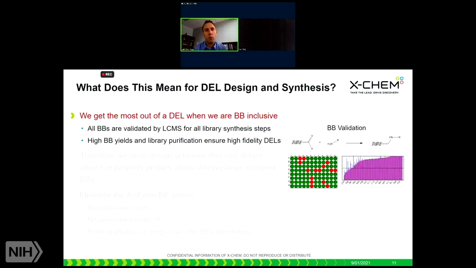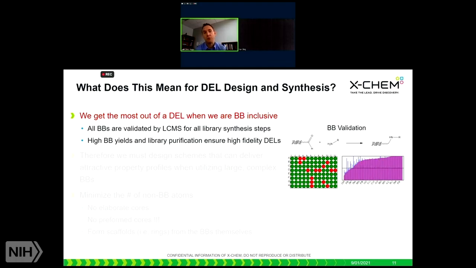So what does this mean for DEL library design and DEL synthesis? This means that we can get the most out of a DEL when we are BB inclusive. We want to make sure we can maximize the split size in our libraries. And there's a few things here in the sentence that I want to point out. By being BB inclusive, yes, we want to buy as many building blocks as we can that fit certain criteria, but they also have to work in the library, right?